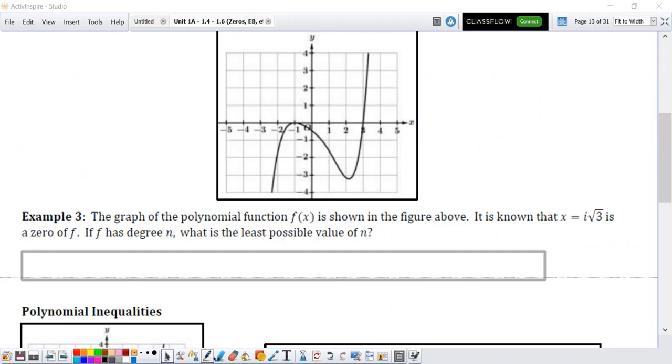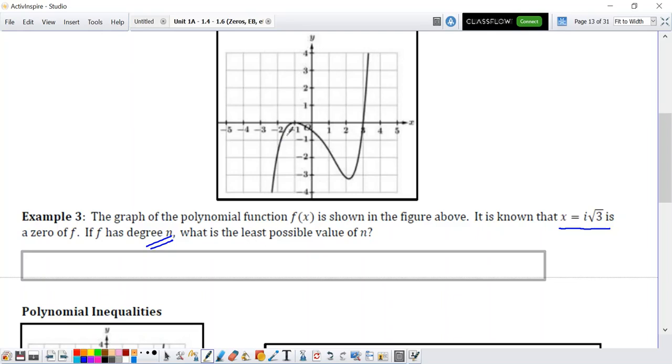Okay, so let's take a look at this example 3 here. The graph of polynomial function f of x is shown in the above graph, and it is known that x equals i root 3 is a complex zero of f. What's the degree n? Now, make sure you understand the format of this question also. Given a graph, there will be a multiple choice question, but here we have to explore the possibilities and look at the graph.